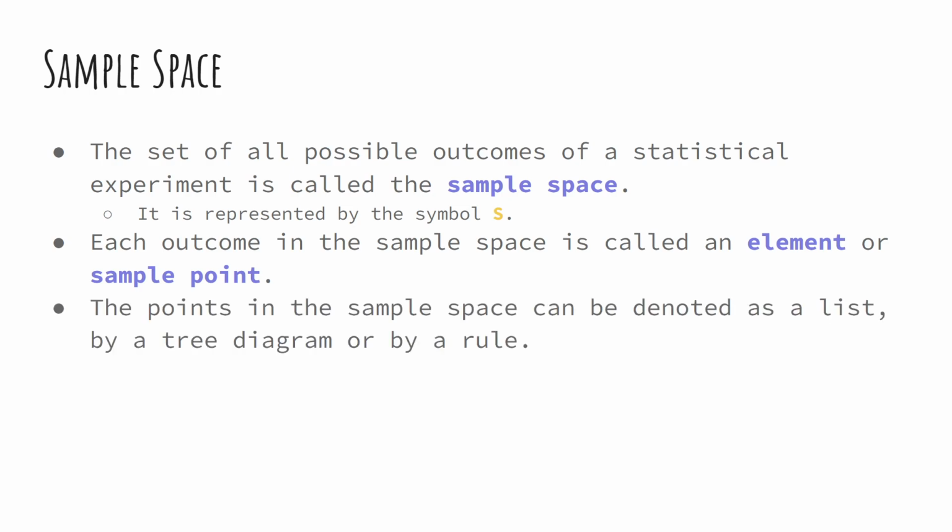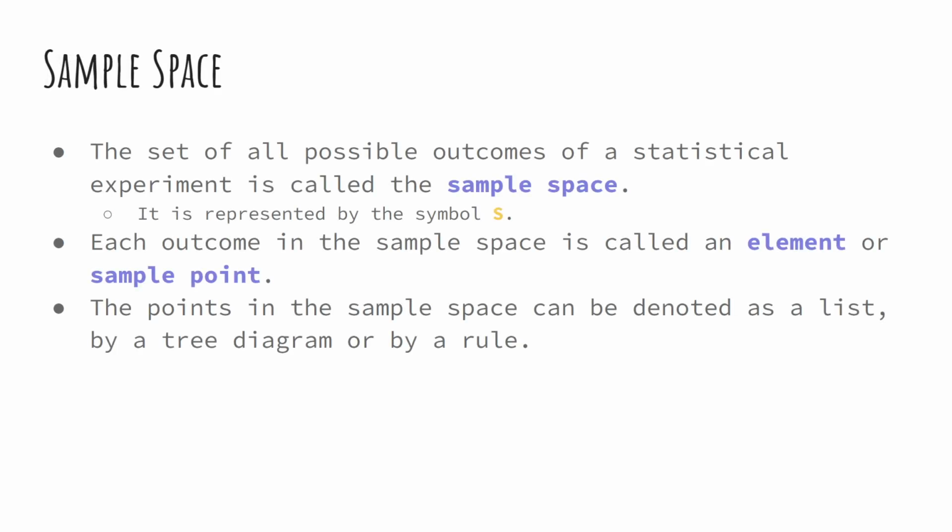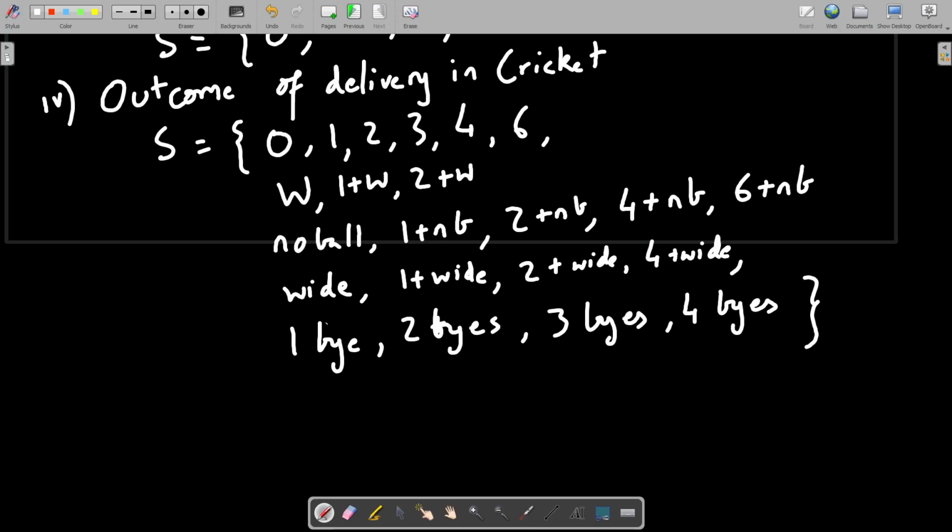So the points in the sample space can be denoted as a list or by a tree or by a rule. So actually what I've done here is I've made a list over here. This is called a list because I've written down all the names of all the members of the set. Okay, so this is called the list format.